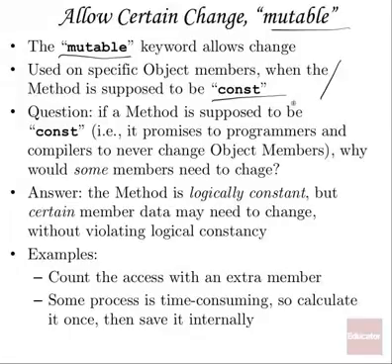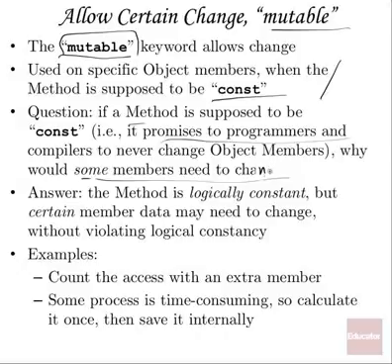Now let's suppose you want to say, well, how many times did the person call print? Let's put a member object there called count print. But you have to put the mutable keyword on there, which will allow you to increment that particular variable. So if a method is supposed to be constant, it promises to programmers and to the compiler to never change any of the object members, but some members may need to change. What do we do? Well, look at this, I misspelled change. And the word processor didn't catch that. So the answer is the method is logically constant, but certain data members may need to change without violating the logical constancy of the method.